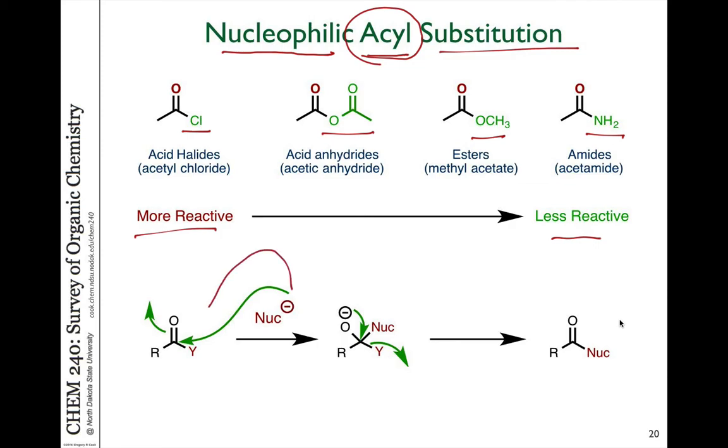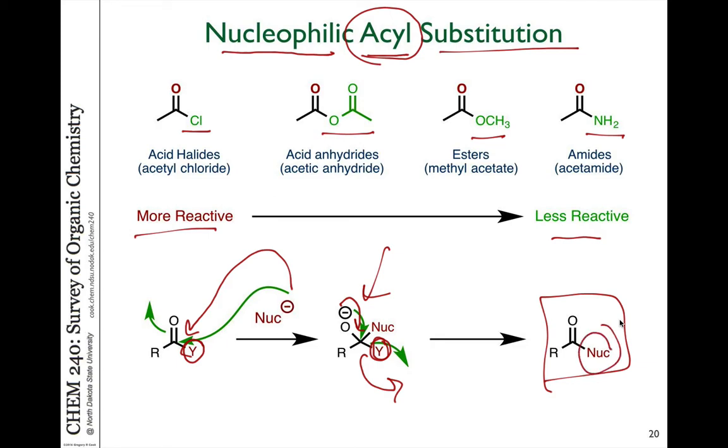That is, it's attacking a C=O double bond to generate first a tetrahedral intermediate, and then because we have a group which could depart, that double bond is reformed, kicking off our leaving group to form the substituted product. So in this case, we've exchanged a generic Y group for a generic nucleophile through this two-step process.